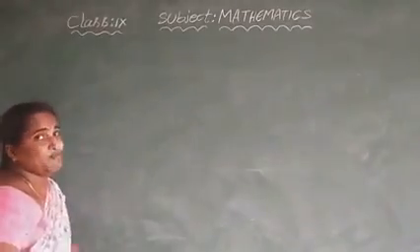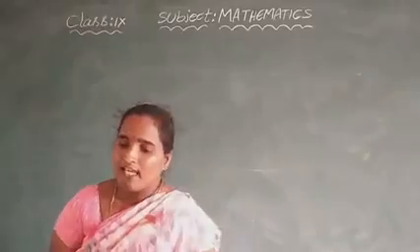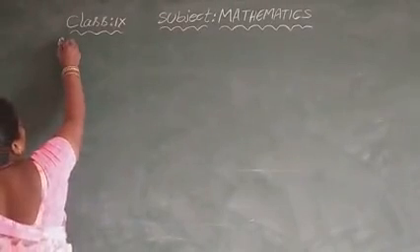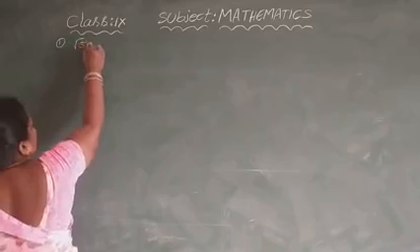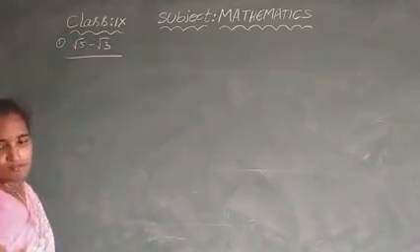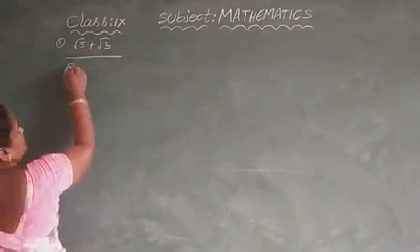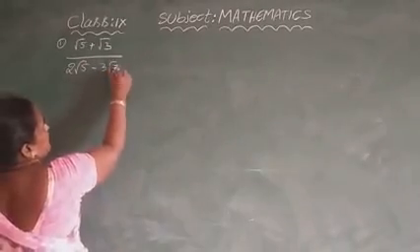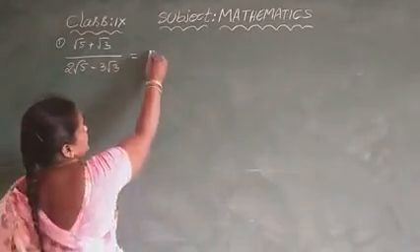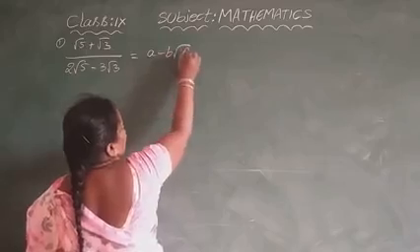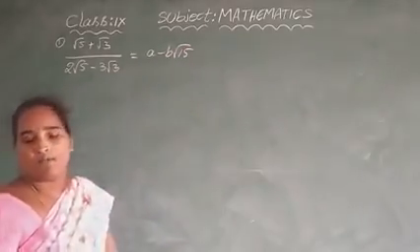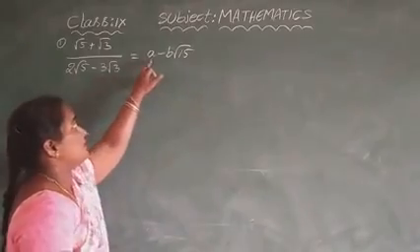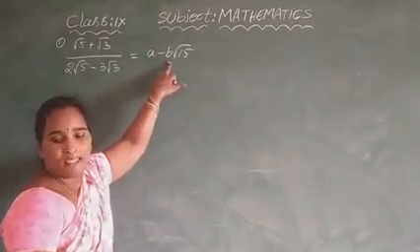In this problem, if a and b are rational numbers, find the value of a and b in each of the following equations. Here the problem is (root 5 plus root 3) divided by (2 root 5 minus 3 root 3) is equal to a minus b root 15. This is the problem. In this problem, you can find out the value of a and the value of b.